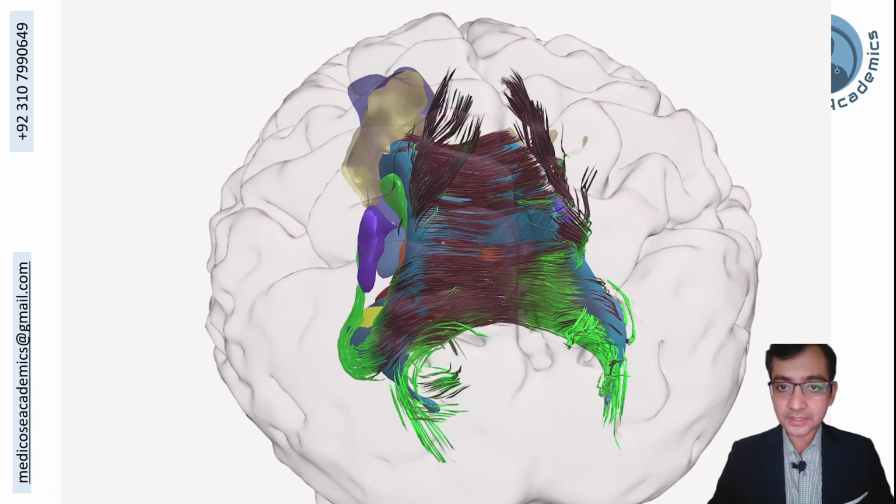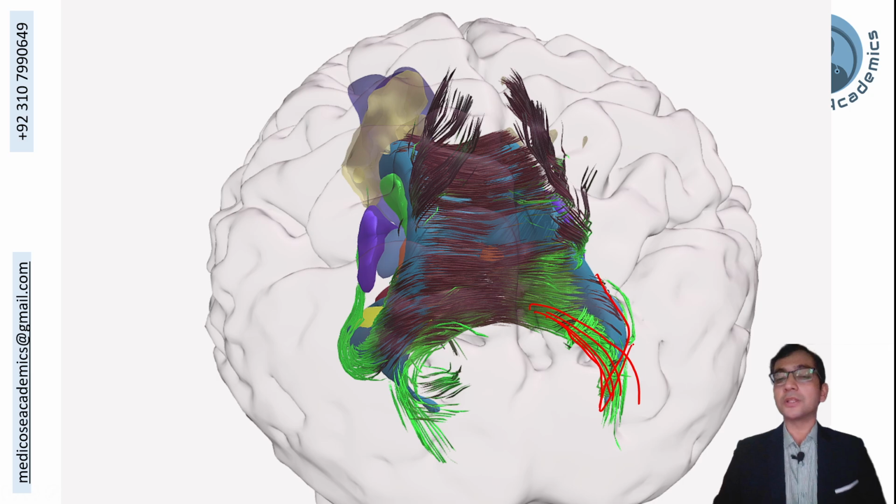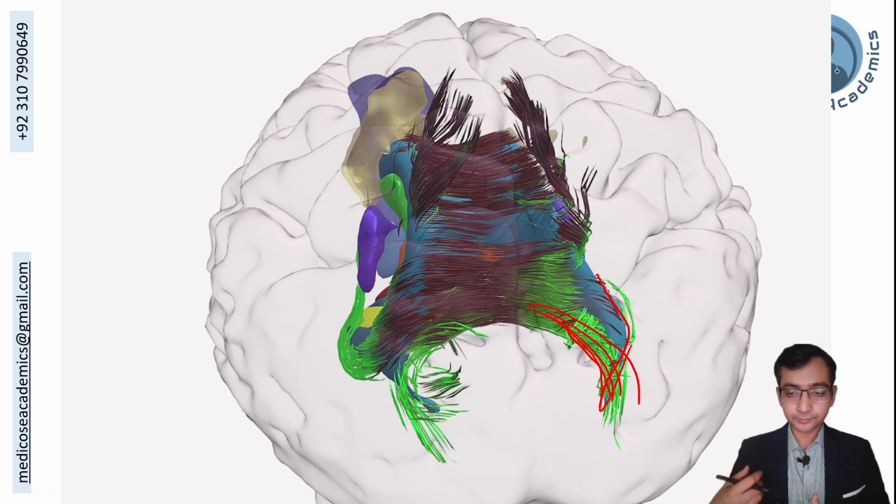The second thing was this. So here is the posterior horn, and these fibers that are going on, these are the forceps major. These are the fibers that are going back to the occipital pole. So these are the structures that are making the roof.